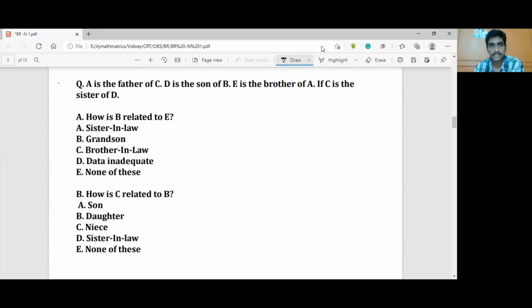So now come to the next question. Here A is the father of C. A is the father, which means A is male, and this statement doesn't specify the gender of C. Next, D is the son of B. So D should be below, B should be above, and it doesn't specify the gender of B as well, so leave it like that. Next, E is the brother of A, so E is male, and we already know that A is male.